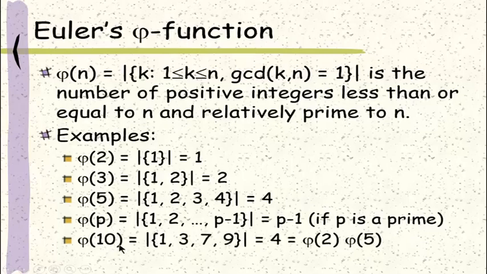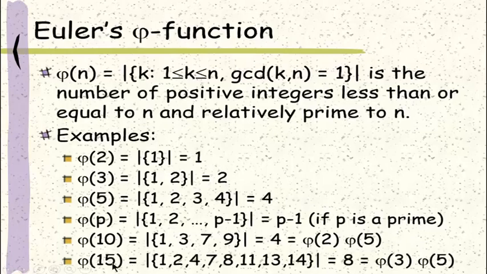Next, we see phi of 10, and we see numbers 1, 3, 7, and 9. These are the 4 numbers that are relatively prime to 10. So phi of 10 is equal to 4, which happens to be phi of 2 times phi of 5, which is 1 times 4. And the last example is phi of 15. We know 3 is not relatively prime to 15. 5, 6, 9, 10, 12, and 15 are the numbers that are not relatively prime to 15. The remaining numbers are all relatively prime to 15. If we count them, we have 1, 2, 3, 4, 5, 6, 7, 8 numbers, which happens to be the product of phi of 3 and phi of 5.